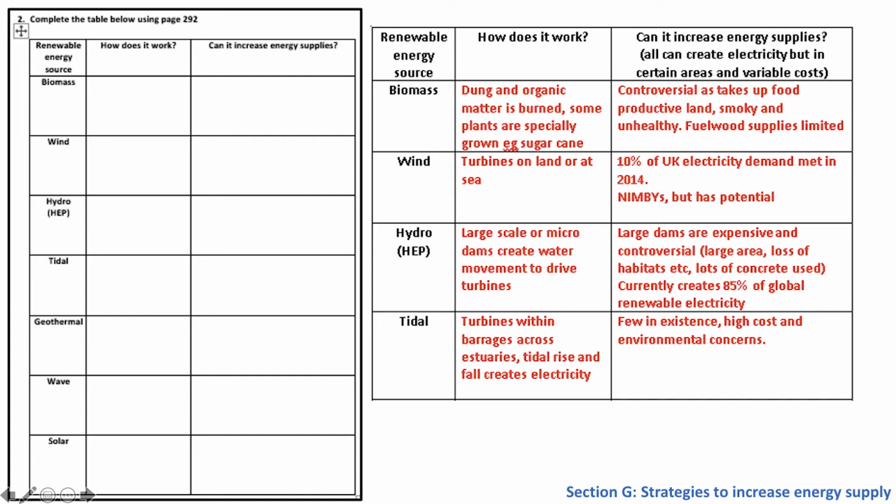HEP currently creates 85% of global renewable energy, so hydroelectric dams are important and they have produced a huge amount of electricity. Tidal energy uses turbines within barrages across estuaries; the tidal rises and falls create the electricity. There aren't many of these in existence. They're really expensive to put in place, and there are environmental concerns about what they might do in those estuaries. Take a moment to pause the video here and complete your table.